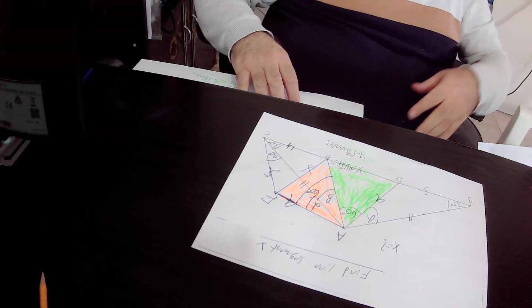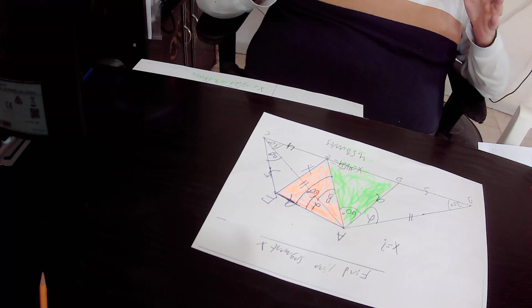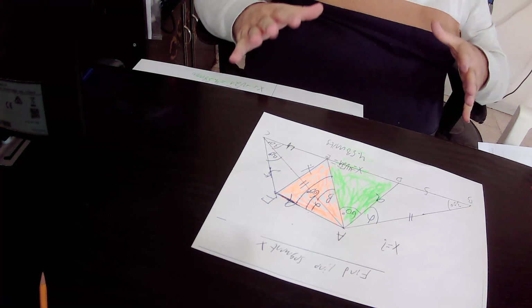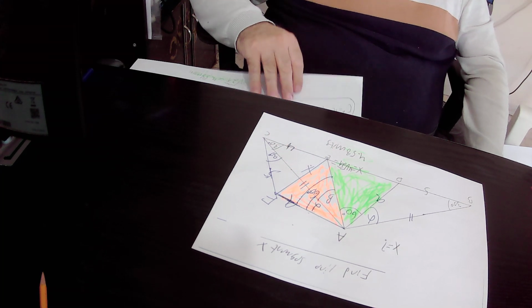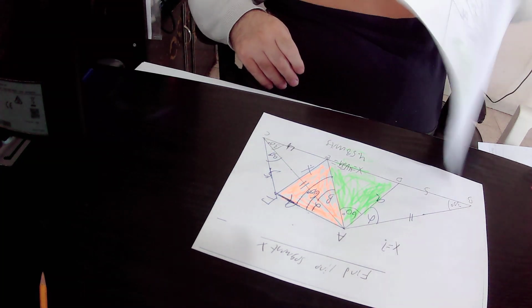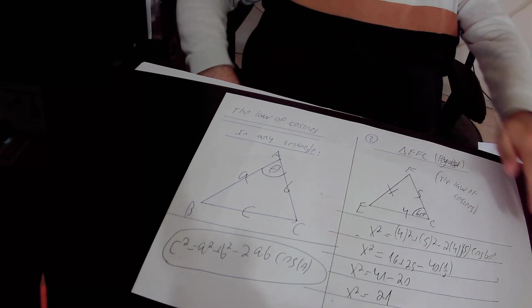Okay? In the next step, I presented to you the law of cosines, and we implemented the law of cosines in this triangle, triangle EFC. So what is the law of cosines? The law of cosines is true in any triangle.